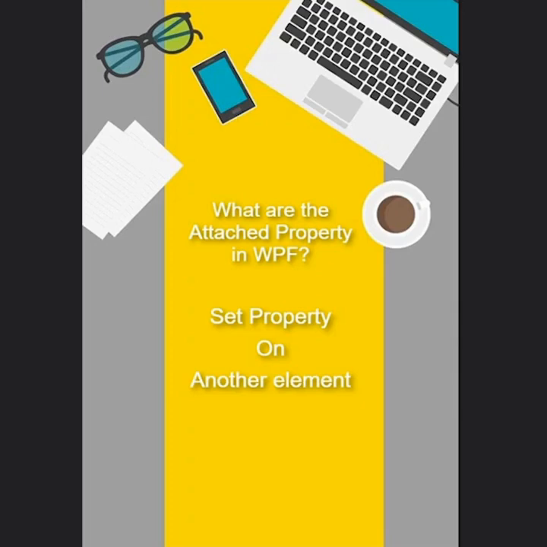What are attached properties in WPF? Attached properties in WPF let one element set properties on another element. Think of it like adding extra information to a child element from a parent element. You see attached properties with layout panels like grids and canvas, allowing you to control child positioning. They are a handy way to make your XAML cleaner and more flexible.